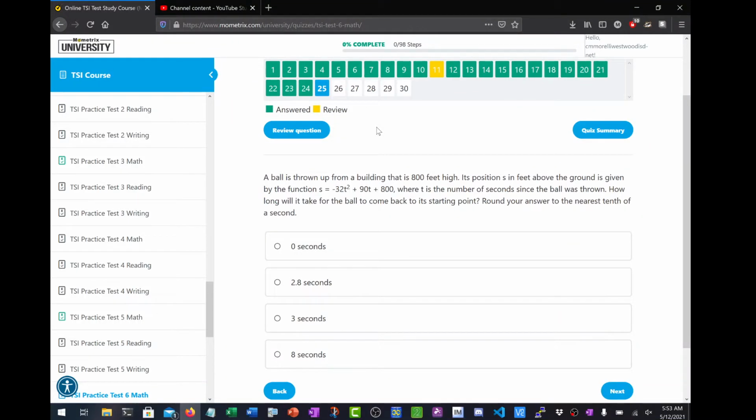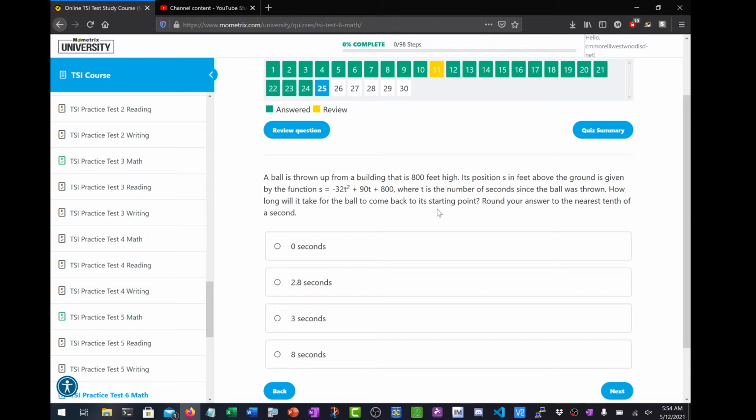Okay, we are back with number 25. We started on this at the end of the last video, and then the computer froze, so we'll pick it up again. A ball is thrown up from a building that is 800 feet high. Its position, S, in feet above the ground is given by this quadratic function, where t is the number of seconds since the ball was thrown. How long will it take for the ball to come back to its starting point?